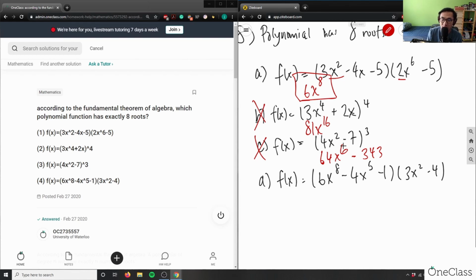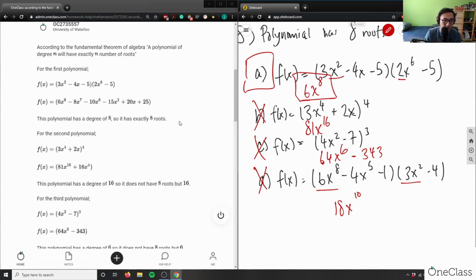And then finally, D: 6x to the power of 8 times 3x squared, I would get 18x to the power of 10, since I'm adding these exponents. So in this case, you can have 10 roots, which is incorrect, which means A here has to be my logical answer because the highest degree here is 8.